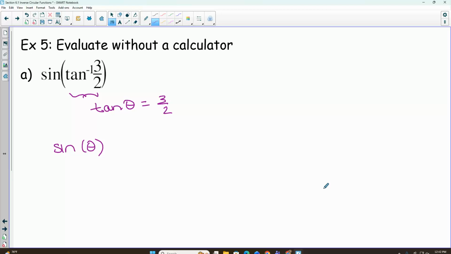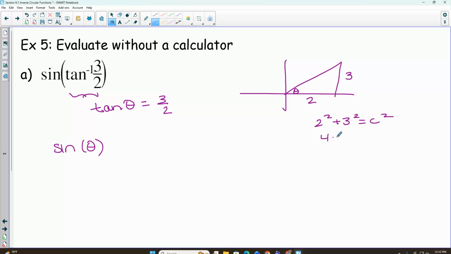Tangent inverse can be in which quadrants? 1 and 4. Since 3/2 is positive, it's in quadrant 1. Okay. I did a triangle. Here's my angle. Tangent is opposite over adjacent. If I know 2 sides in a triangle, how do I get my third? So this side is the square root of 13.